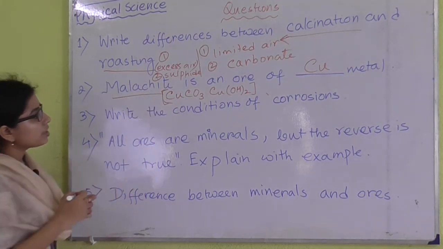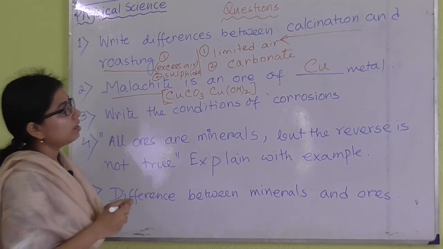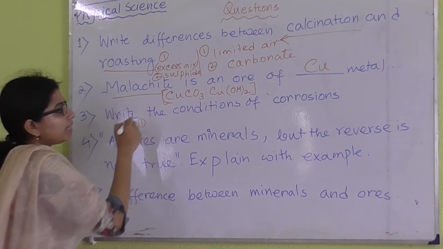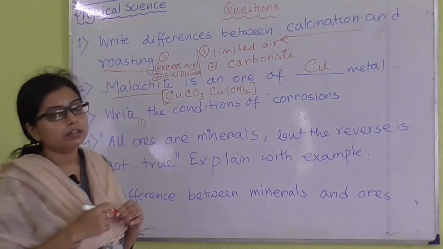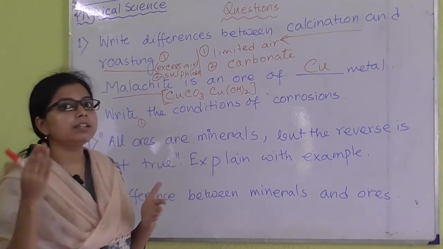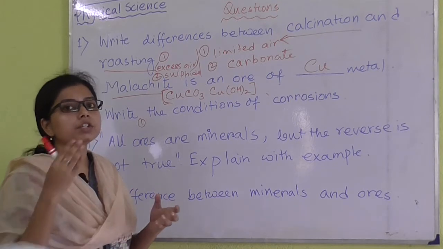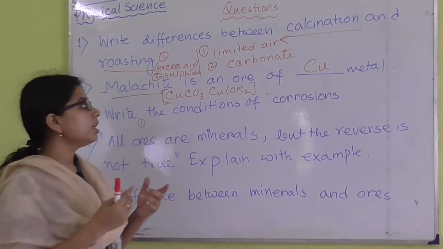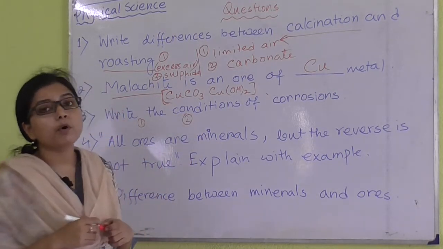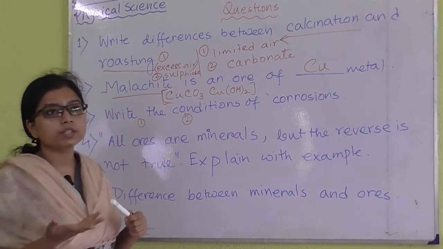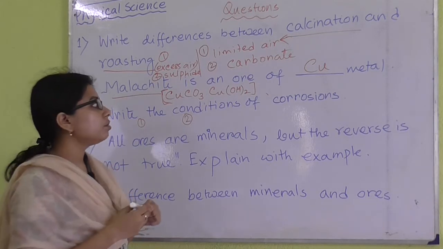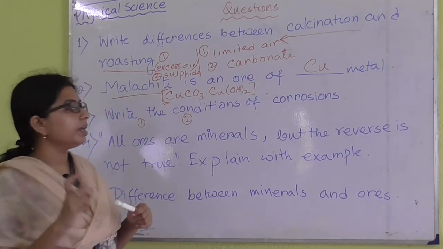Okay, the next question is, write the conditions of corrosion. What are the conditions of corrosion? The first point is, we should have moist air in our available atmosphere. That means in the atmosphere we should have water vapor as well as oxygen. So, moist air is the first point. Second point is the availability of pollutants. Pollutants like oxides of nitrogen, it may be oxides of sulfur. Okay, so the presence of pollutants is also important.